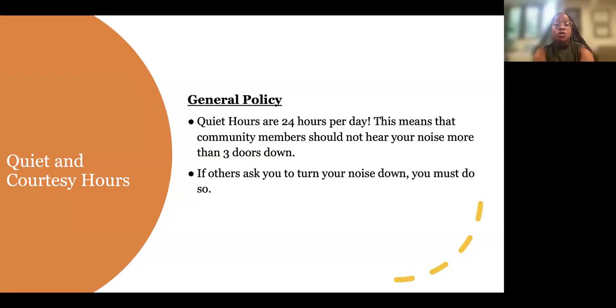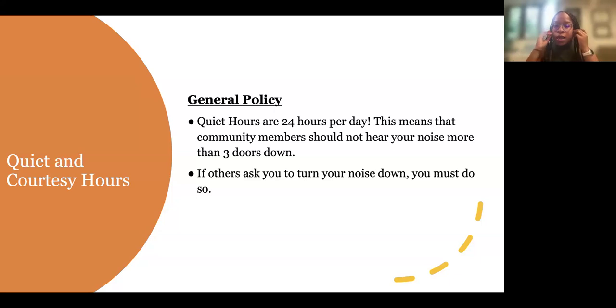All right, so general quiet hours. Quiet hours are 24 hours, but that's more like courtesy hours, I will say that, right? We're not saying that you can never be very excited about your community and being out in the hallways and playing music. We want you to build community, but please think about courtesy hours. Some folks may be studying in their room, some folks may just want to take a nap in the middle of the day, right? So let's make sure that we are being courteous of all of our folks around us.